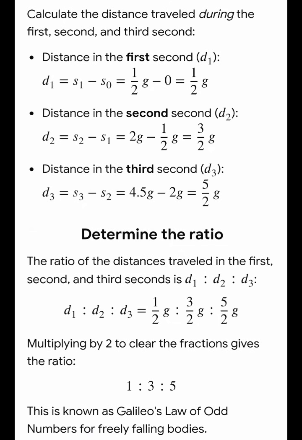The ratio of the distance traveled in the first, second and third seconds is d1 is to d2 is to d3. So d1 is to d2 is to d3 is equal to 1 by 2g is to 3 by 2g is to 5 by 2g. Solving this, we can write the ratio as 1 is to 3 is to 5. Actually, this is known as Galileo's law of odd numbers for freely falling bodies. So this is the ratio.